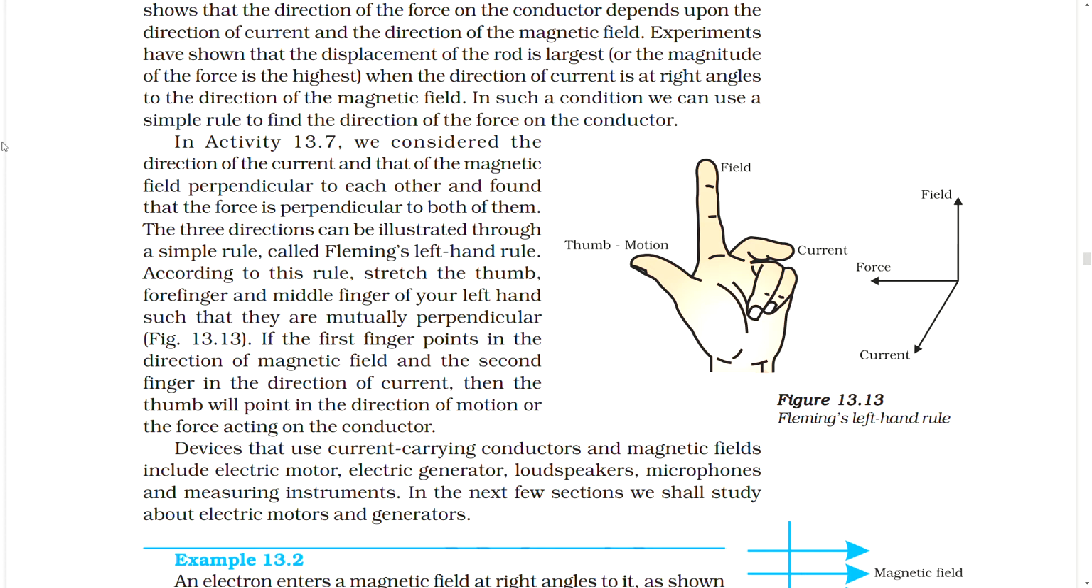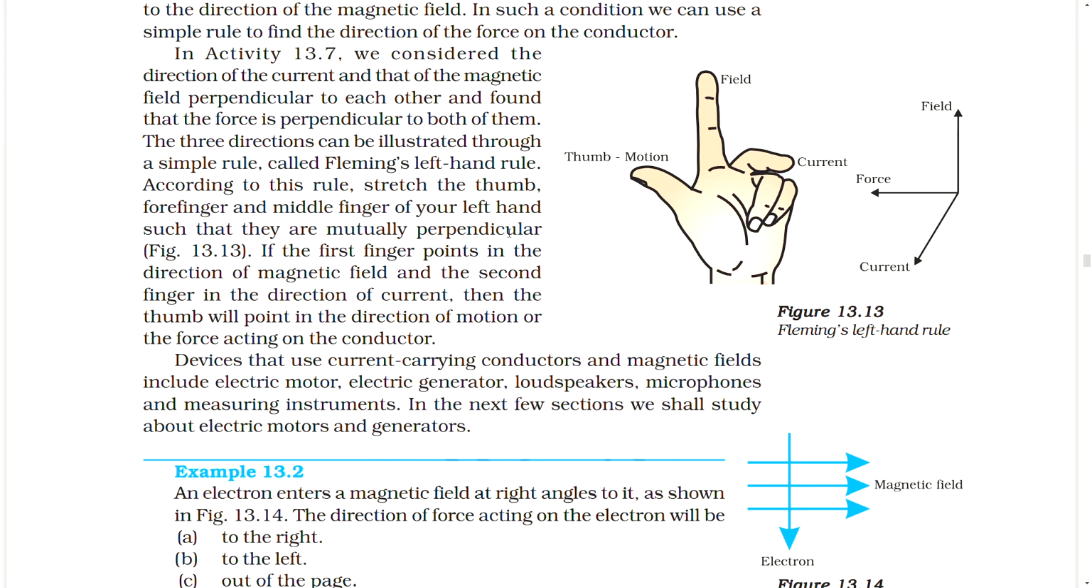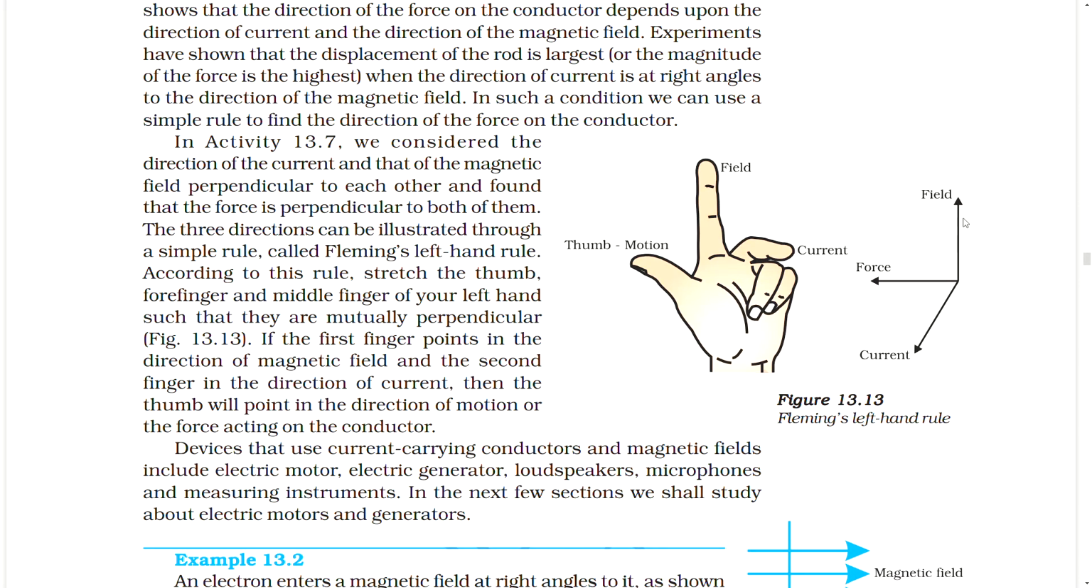According to this rule, stretch the thumb, forefinger and middle finger of your left hand such that they are mutually perpendicular. If the first finger points in the direction of magnetic field and the second finger in the direction of current, then the thumb will point in the direction of motion or the force acting on the conductor. Figure: Fleming's left-hand rule. Field, force, current.